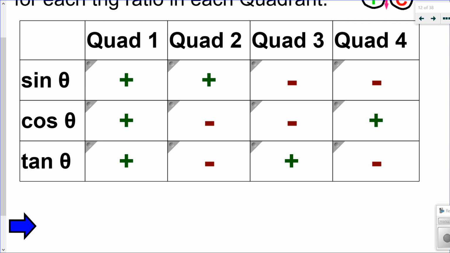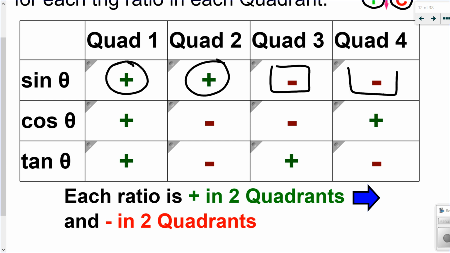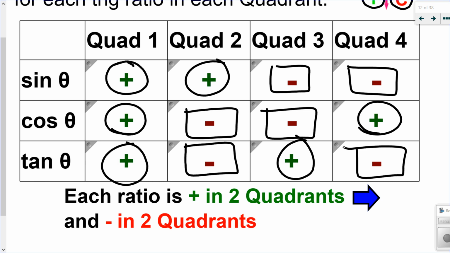What I want you to notice is that each ratio is positive in 2 quadrants and negative in 2 quadrants. Let's look at sine. Sine is positive in quadrants 1 and 2, but negative in quadrants 3 and 4. Cosine is positive in quadrants 1 and 4, but negative in 2 and 3. Tangent is positive in 1 and 3, but negative in 2 and 4. This is important because when I'm given a ratio, I now know there are 2 possible answers for the angle. So we have to pay attention to that.